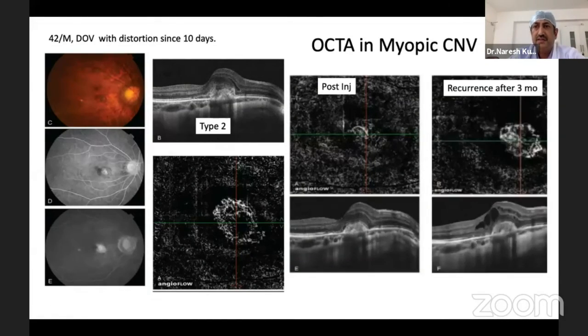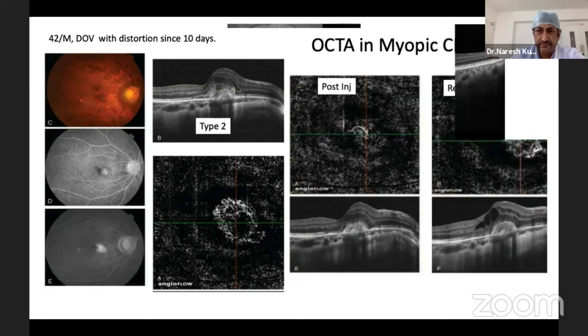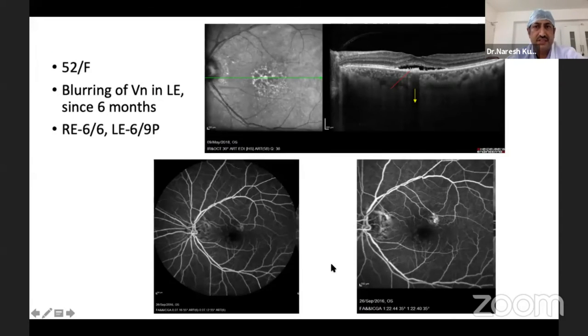And this patient had recurrence. So you can see that again, the membrane has come back along with the structural OCT changes. So it's very useful, OCTA. The only thing is you should get good images. If you can get good images, it is very good to pick up myopic CNVMs. And this is another case.